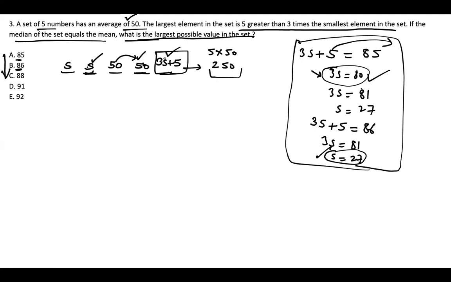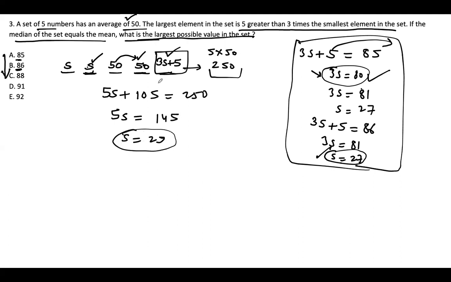So s and 3s is 5s, and this is 105. This is 250. So 5s is equal to 145, so s comes out to be 29. So what is the largest possible value? 3 into 29 plus 5, which is 92.